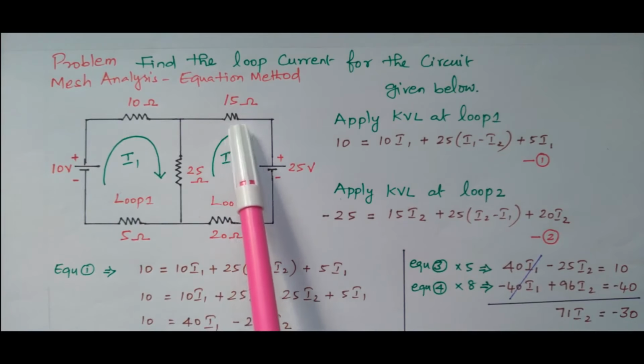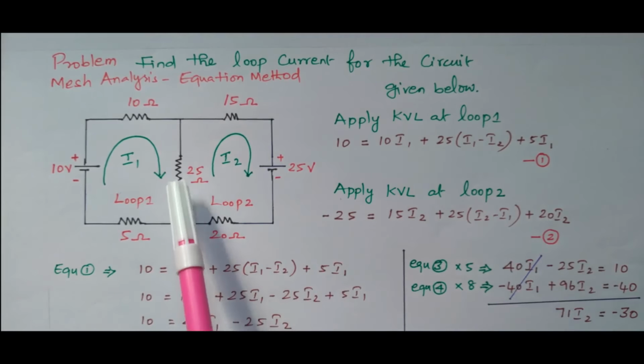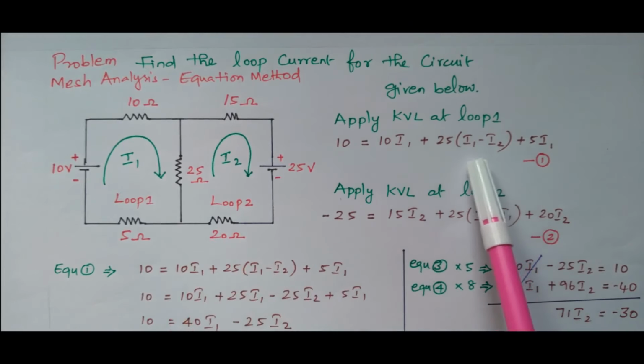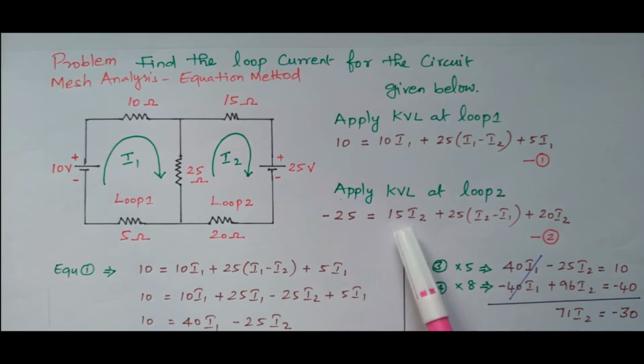There are 3 resistors available: 15 ohm, 25 ohm and 20 ohm. In 15 ohm only I2 is flowing. So 15 into I2. In 20 ohm also only I2 is flowing. So 20 into I2. But in 25 both I1 and I2 are flowing. We already saw that both are opposite. So in the previous case we took I1 minus I2. While considering loop 2 we need to take I2 minus I1. Right? So this is the potential applied. This is the potential drop across the second loop. We take this as equation number 2.